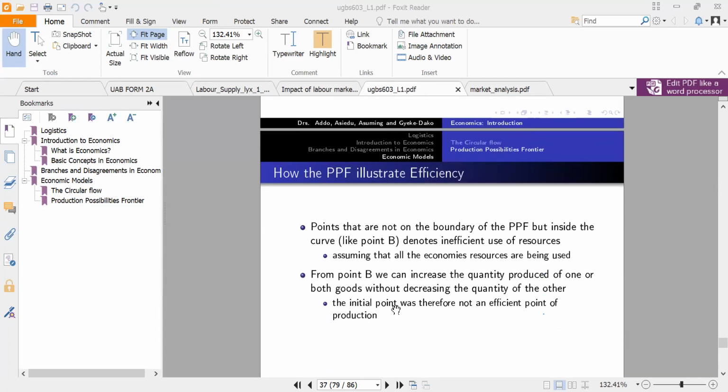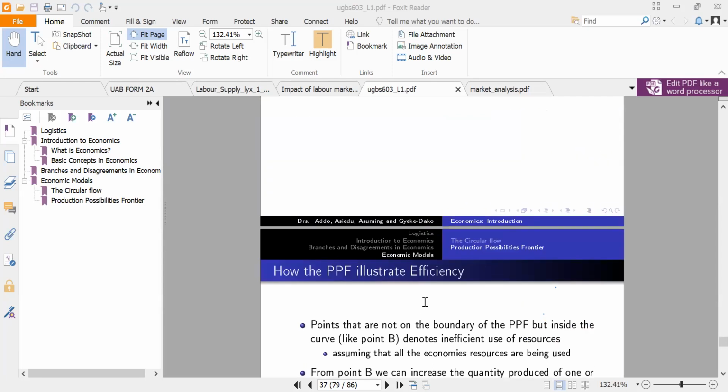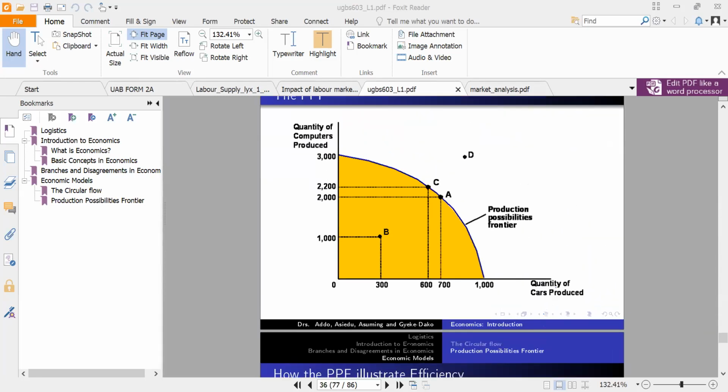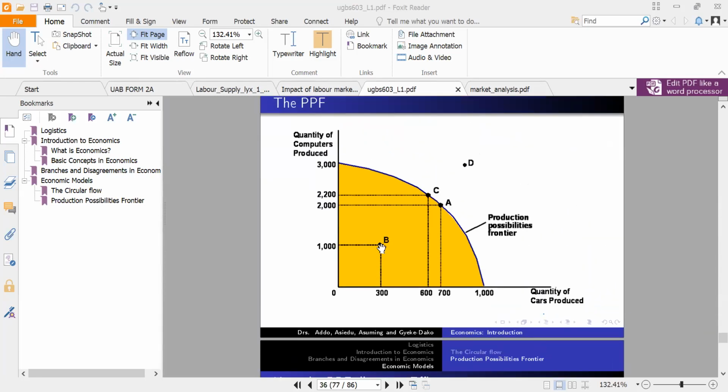At point B, we can increase the quantity produced of one or both without decreasing the quantity of the other. So at point B, all we have to do is put in some measures to induce efficiency. Then you can produce more cars and also more computers, because you are still not at your potential. Maybe corruption or some other factors mean you can't reach your potential of 3,000. Then we can put in policies that will push the economy to its potential.